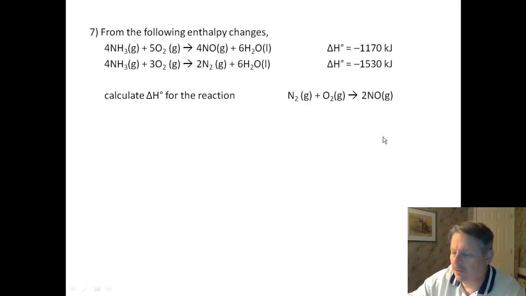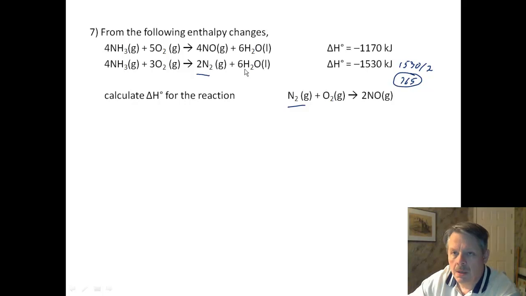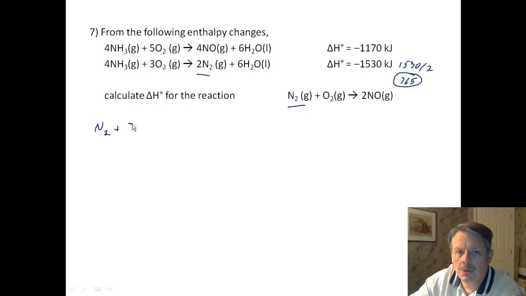Number 7. I look for N2. The only place I find N2 is here, but I only want 1. I've got 2, so I have to take this and divide by 2, and I'm on the wrong side. So it becomes positive 1530, and I have to divide it by 2. So that becomes 765. And let's see, so let's rewrite that because it's backwards. So it's N2, I divided by 2, plus 3 waters, give me 2 NH3s, plus 3 halves O2.